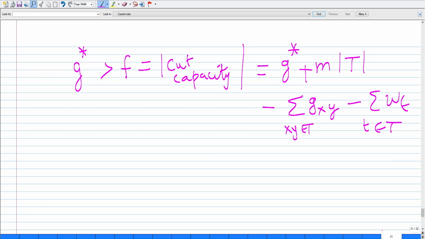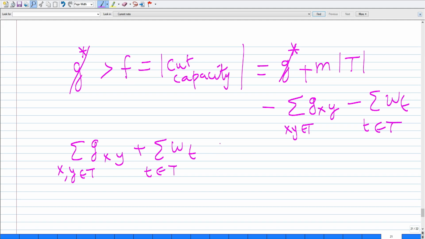Okay. Did we get what we wanted? If you just do some calculations here, G star cancels here. So, what did I get? The summation of G x y in T plus the summation of W t, t in capital T, is greater than m, right? Magic. So, let us summarize what we have seen.